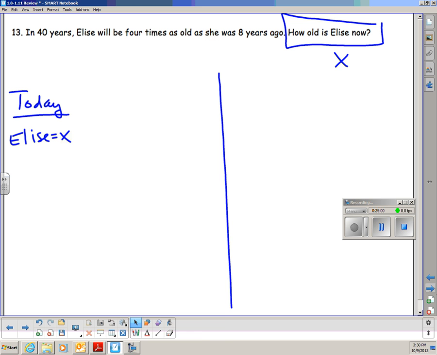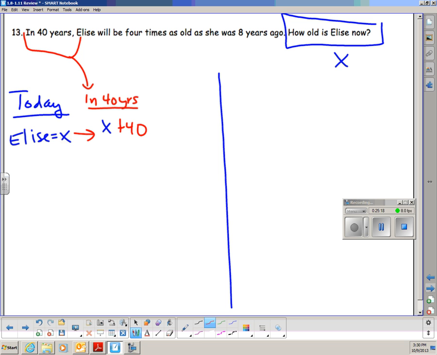Now I'm going to read the problem again. In 40 years. Well, what happens in 40 years? Elise gets nice and old. So we're going to take the X and add 40. That's her age in 40 years. Elise will be 4 times as old as she was 8 years ago. There's another time word. 8 years ago. Can I figure out what her age was 8 years ago? Well, if her age today was X, I'll take that X and subtract 8 to get her age 8 years ago. So now we have Elise was X. In 40 years, she's X plus 40. 8 years ago, she was X minus 8.